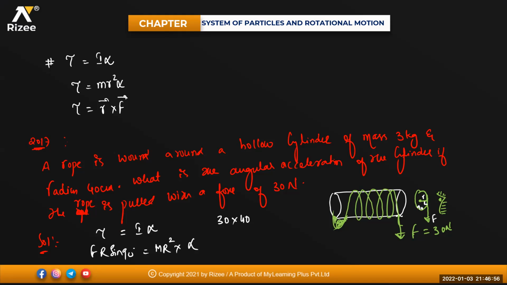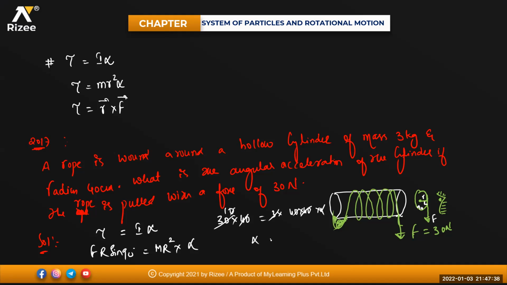Force into perpendicular distance is equal to m, the mass of the body, which is given as 3 kg, into 40 into 40, r square, into alpha. This 40 and this 40 will get cancelled. So 3 ones are 3, 3 tens are 30. This 0 will also get cancelled. So how much am I getting for alpha?